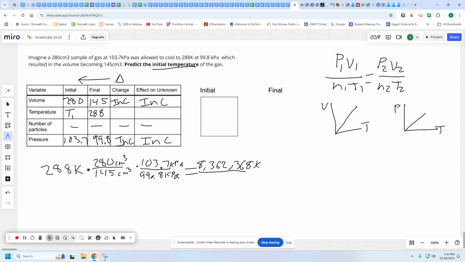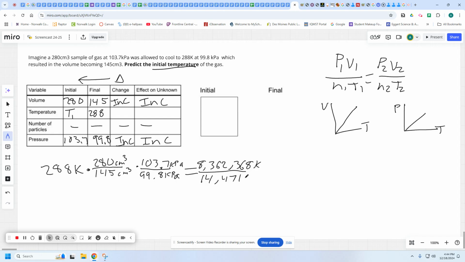If I multiply across the bottom and do not take 288 Kelvin times the bottom, there's a ghost 1 hanging out under the 288, so do not do that. If I take 145 times the 99.8, I should get around 14,471.